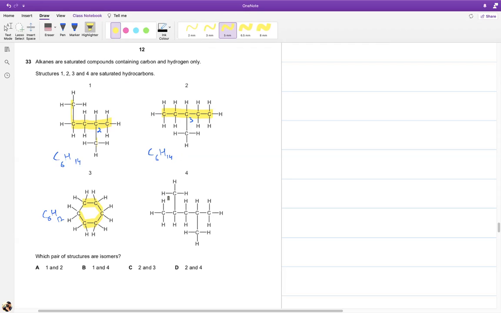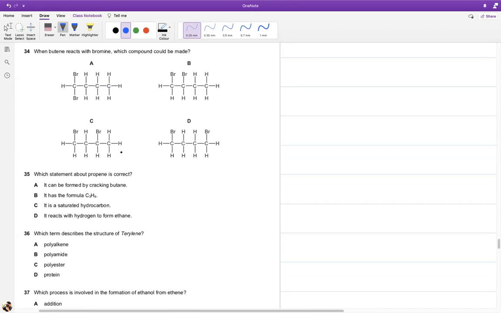Let's look at this one. This one is 1, 2, 3, 4, 5 in the long chain and 2 in the branches. So 1 and 2 are isomers because they have different structures. In one of them, there's a branch on the second one, and in the other, the branch is on the third one. And they have the same molecular formula, C6H14. So that is clearly our answer.